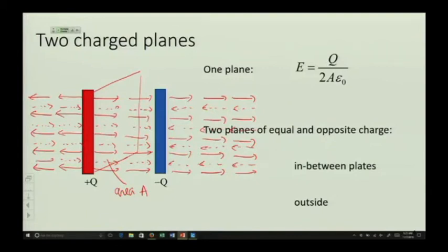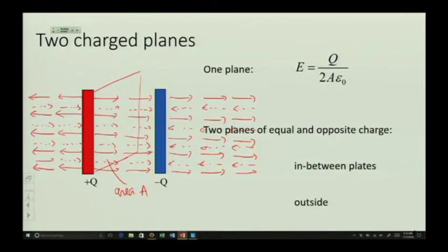So at every point in space, what you're saying is if I'm outside the plates, the field due to the negatively charged plate is going to point this way. The field due to the positively charged plate is going to point the opposite way, and they'll have the same magnitude because it doesn't matter that I'm closer to the negative plane and further away from the positive plane. So everywhere on this side, there's no field. Everywhere on this side, there's no field.